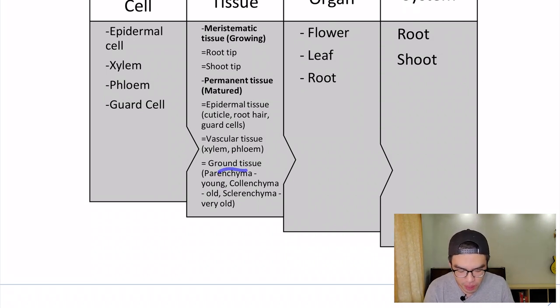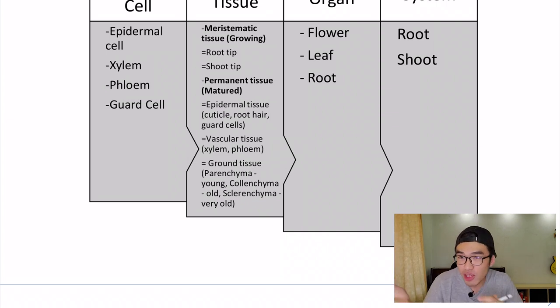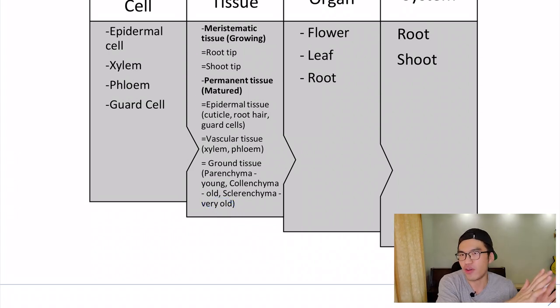Ground tissue, you have your parenchyma, which is the young tissue. You get these in young veggies. When you eat veggie, which is very chewy, they are full of parenchyma cell. Collenchyma is the older cell. When you eat very old vegetable, when they are very hard, okay, these are old cells. And of course, sclerenchyma, you can't eat these because these are wood. Okay, kayu, you cannot eat kayu, isn't it? Because that's very old, it's sclerenchyma. Alright, so yeah, young, old, and very old.